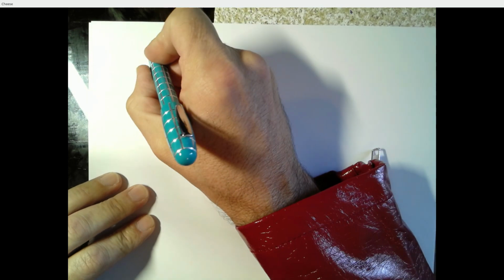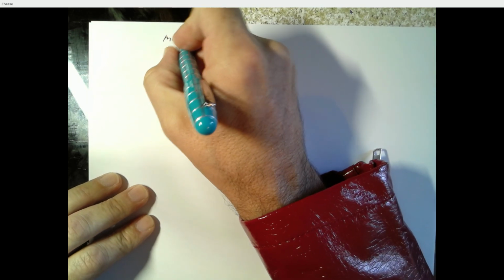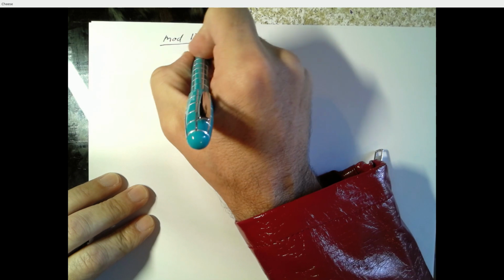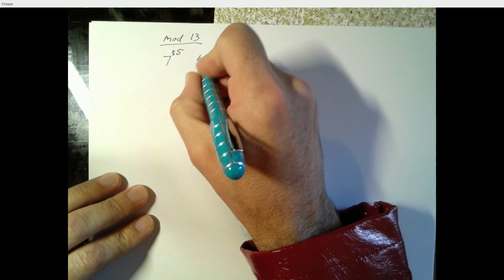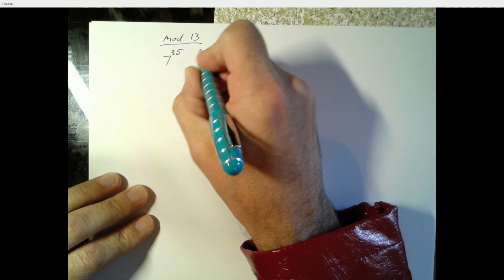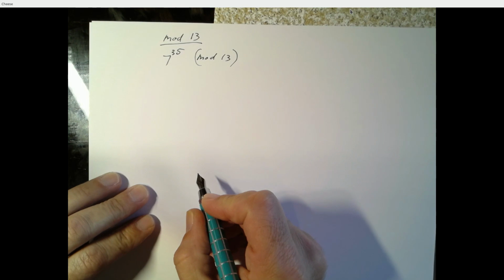Alright, so I want to do a review here of what we already did in class, which was talking about modular exponentiation. This was a way that we could compute large powers of numbers using a trick. So here's the basic setup. Suppose you want to know, and let's just work modulo 13, suppose you want to know what 7 to the 35th is. So 7 to the 35th mod 13, right?